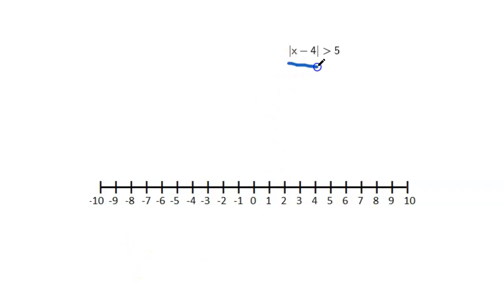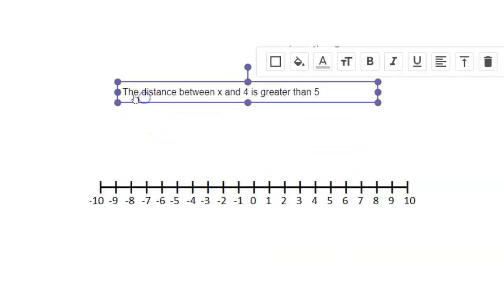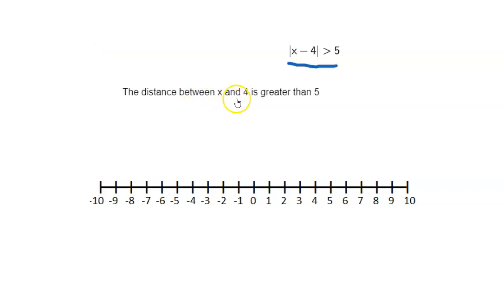If you have the absolute value of x minus 4 is greater than 5, again, if we wanted to use the distance definition, there it is. The distance between x and 4 is greater than 5. So we're finding the distance between x and 4 because we're subtracting them. And it has to be greater than 5.